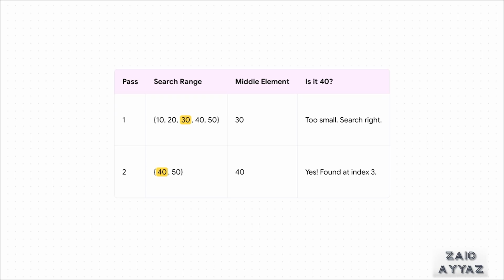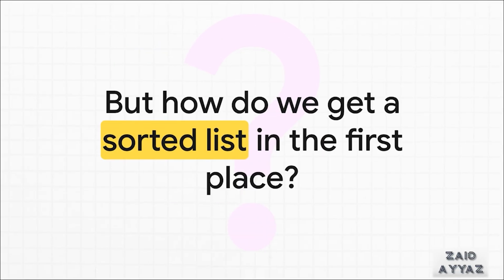We check the middle of what's left, and boom, there it is, 40. It took just 2 steps. A linear search would have taken 4. See the difference? This, of course, brings up a pretty obvious question.